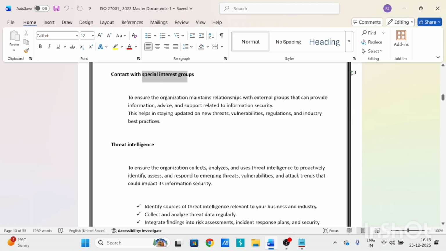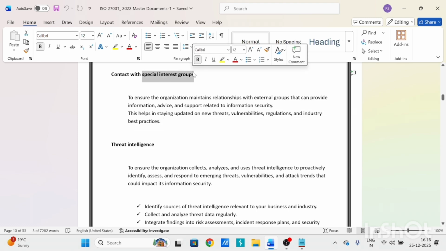So if you have good connectivity with interested groups, with similar competitive groups, it means you are receiving updates with respect to the new risks revolving in the market. New threats, new vulnerabilities, regulations, industry best practices, with the help of your direct or indirect interested groups, special interest groups.